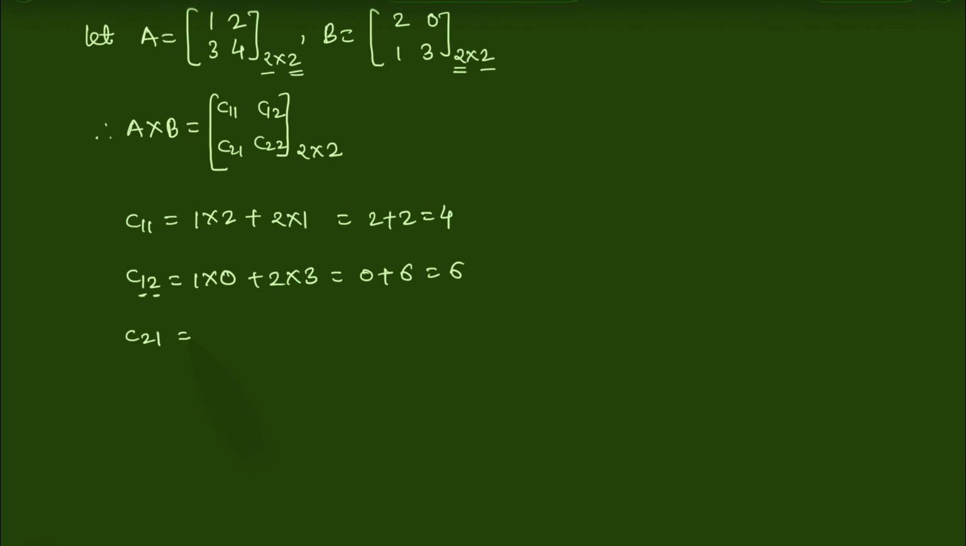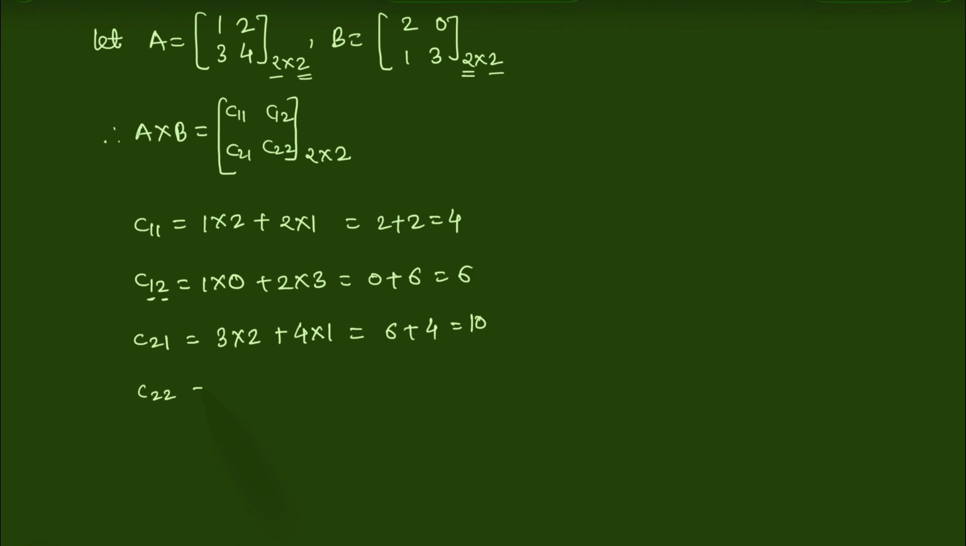Now C21, which is the multiplication of the second row in A with the first column in B, which is 3 cross 2 plus 4 cross 1, which is equal to 6 plus 4, which is 10.